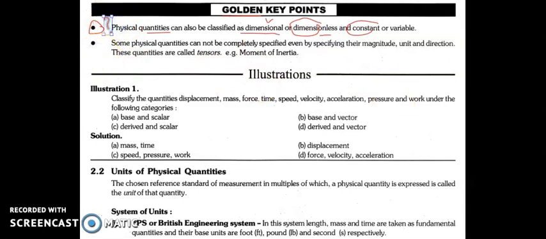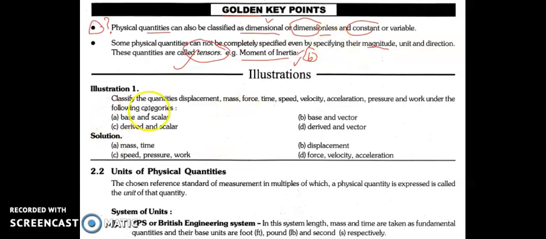Second part is, some physical quantities cannot be completely specified even by specifying their magnitudes. Now such quantities are known as tensor quantities. Means the quantities which are neither scalar nor vector. ना वो scalar होती हैं ना vector quantities होती हैं. Such quantities are known as tensor quantities, and in whole +1 physics we have only one tensor quantity, that is moment of inertia. And moment of inertia we'll learn about in chapter number 6, that is rotational motion. What is moment of inertia? For now you can simply learn the definition. Means tensors are such quantities which are neither scalars nor vectors.